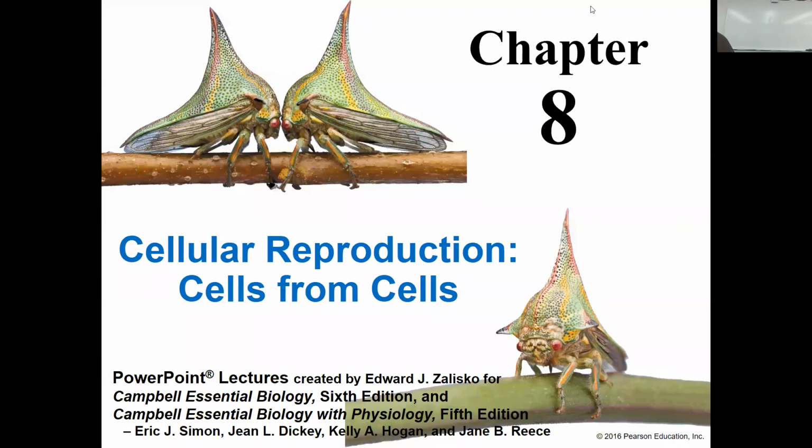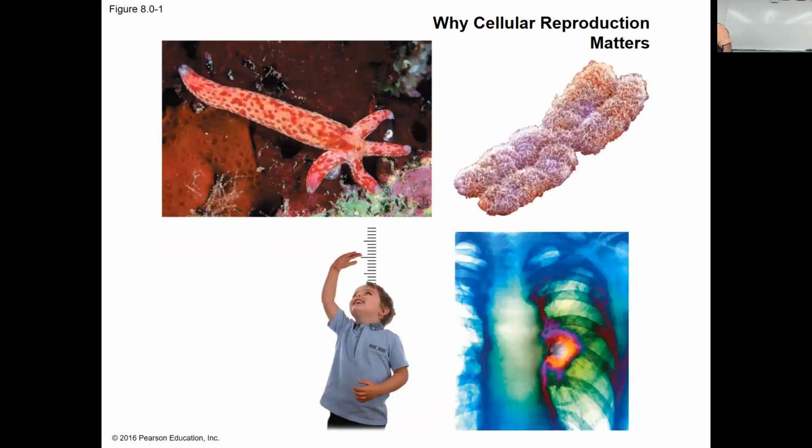Okay, we're moving on to a new chapter, chapter 8, cellular reproduction, cells from cells. So this will be 106 cell repro 1. And so we're going to find out why cellular reproduction matters. Why do we need new cells? Which cells undergo this process, which cells don't?